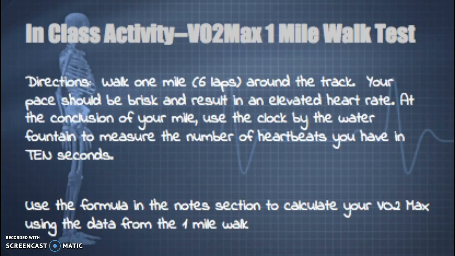Remember, we talk about this a lot. Once you finish your 6 laps, you're going to go over to the clock by the water fountains and count the number of heartbeats you have in 10 seconds. It's really important, you guys, that you do 10 seconds. If you don't, it's going to mess up your calculations.